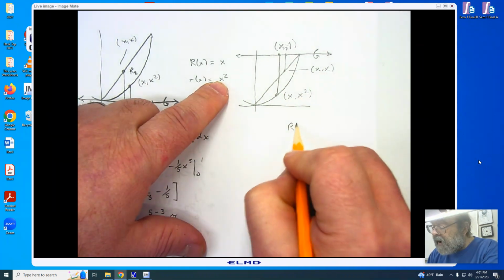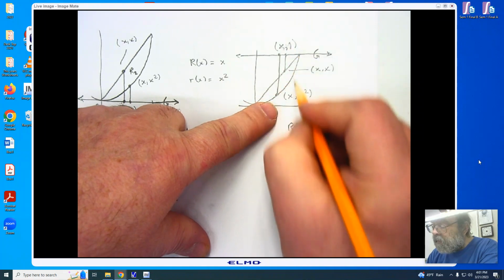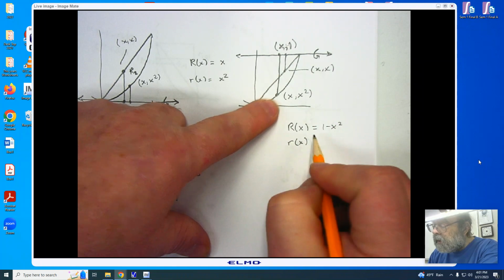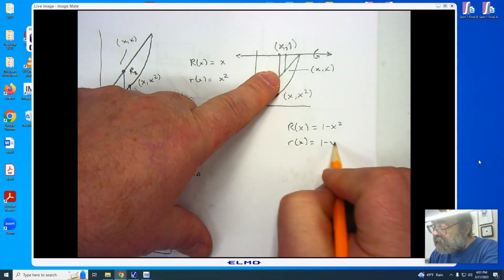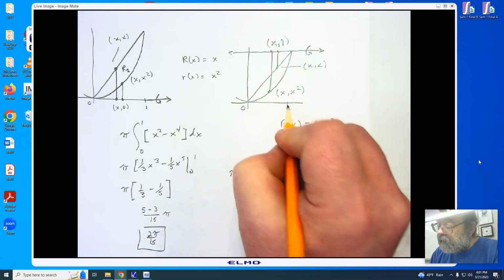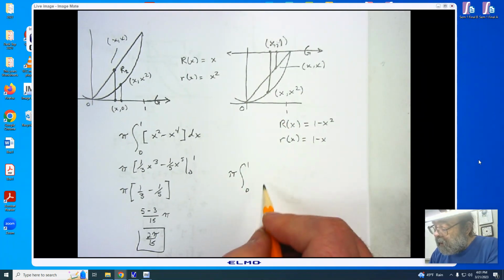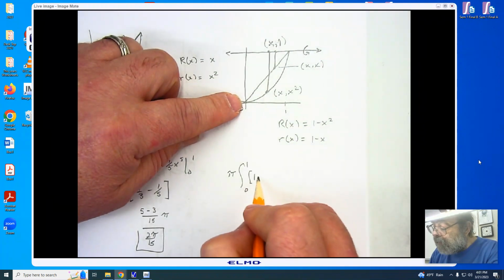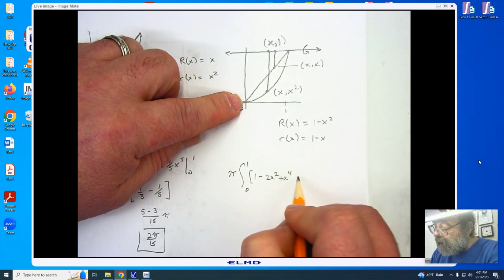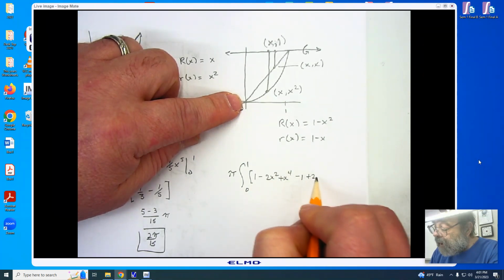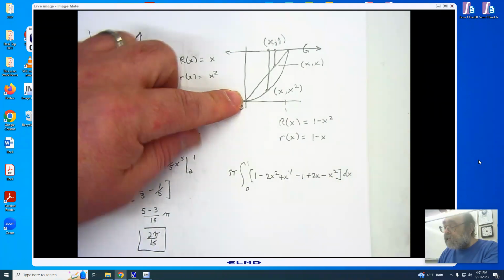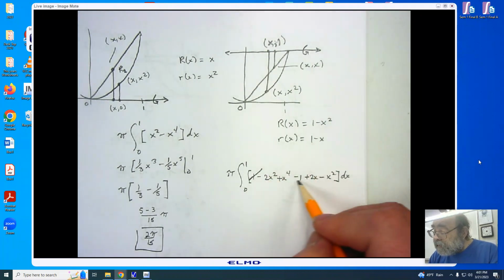So finding my big R of x, that's going to be 1 minus x squared. Little r is 1 minus x. So pi integration 0 to 1 again. And I'm going to have 1 minus 2x squared plus x to the 4th, minus 1 plus 2x minus x squared, dx. The 1's are going to cancel.